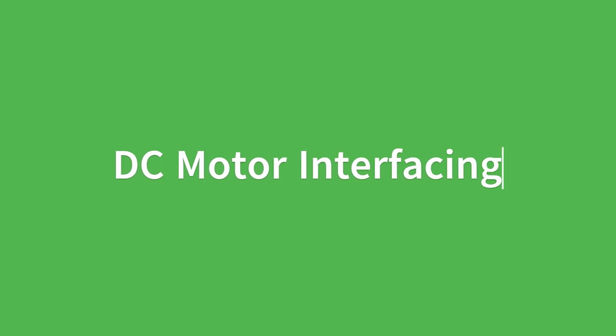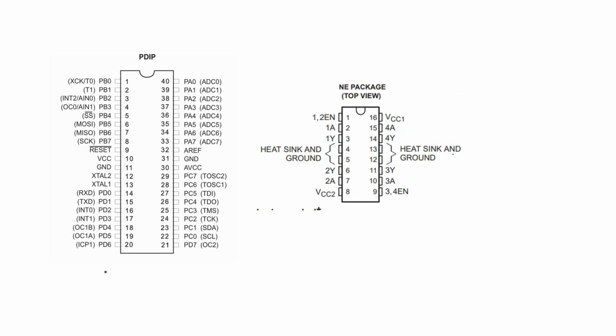In this video, I'll explain interfacing of a DC motor with the microcontroller. For this example, we have selected Atmega 16, but the concept can also be applied to other microcontrollers. We also need one motor driver IC, so it provides the current required to drive the motor. It has four inputs: 1A, 2A, 4A, and 3A. And these are the outputs: 1Y, 2Y, 3Y, and 4Y.